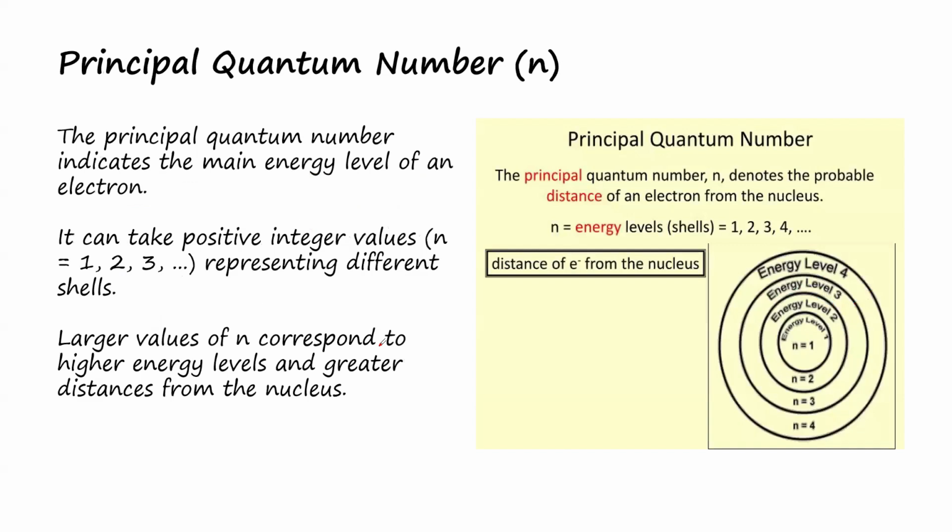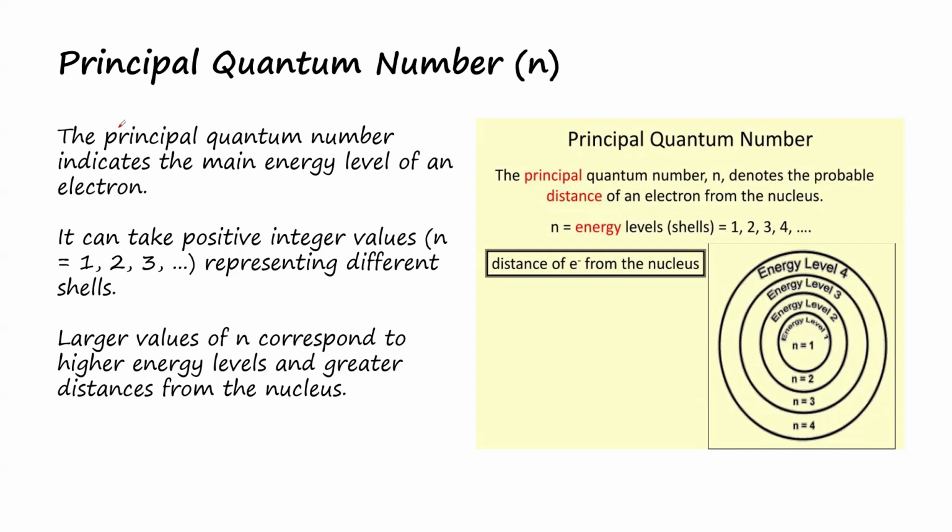We are going to look at them one after the other, starting with the principal quantum number. The principal quantum number, which is represented with the letter n, indicates the main energy level of an electron. It can take positive integer values, so you can never see it as negative. Of course, the principal quantum number is an integer, it can be 1, 2, 3. If it is 2, it means that there are 2 shells. If it is 3, it means that there are 3.